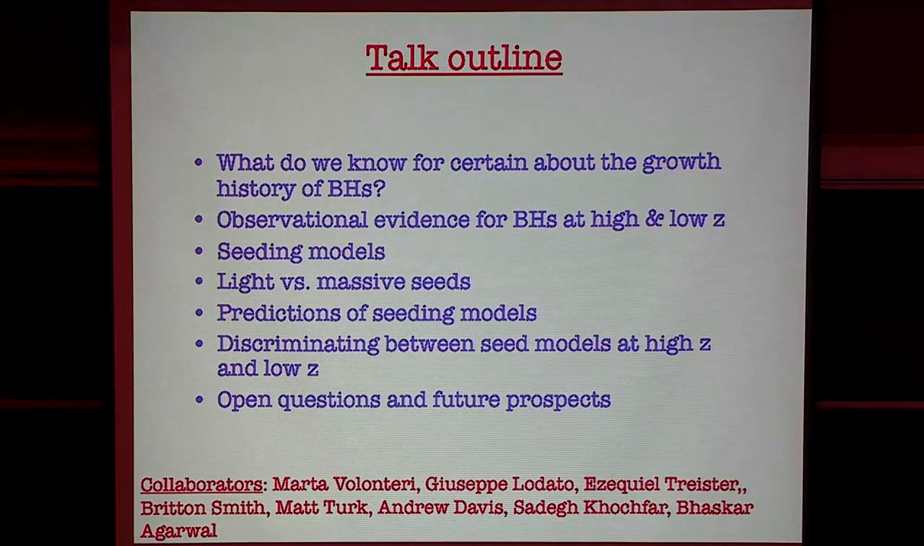So there's a lot of observational evidence now at low and high redshift for black holes. And then I'll move right into the seeding models and basically contrast the two schools of thought of light versus massive seeds. And I'll sketch out what those two models are, what the limitations of each of those models are, what the predictions are, and then move on to the open questions.